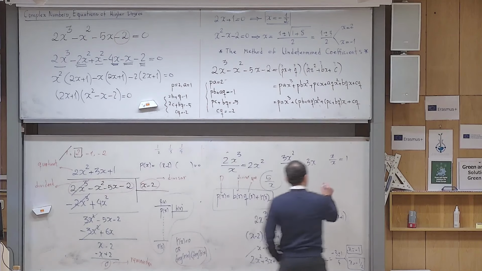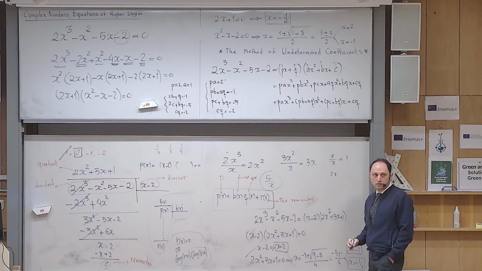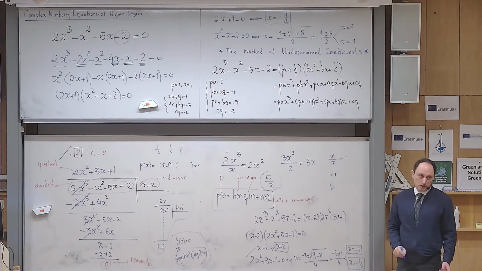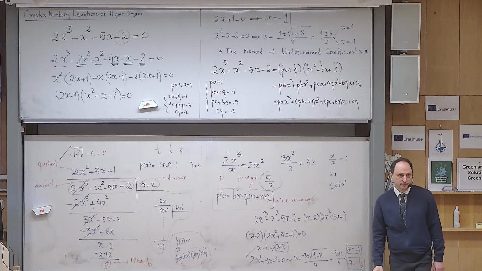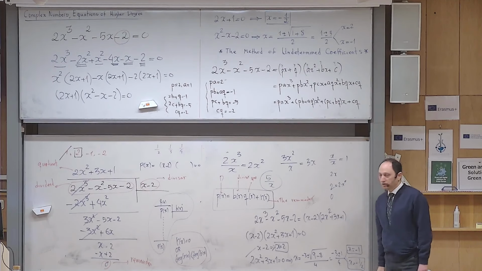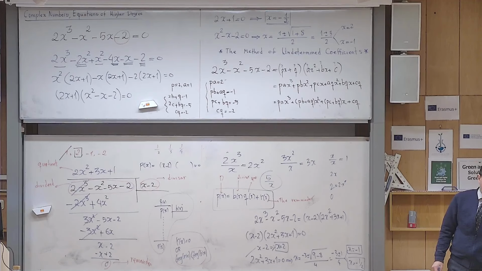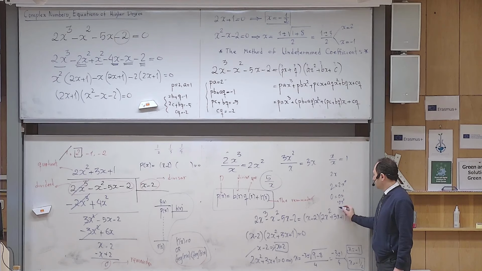If I say 2x, what is the degree of 2x? 1. If I say 2, what's the degree of 2? 0. Why? Because you can write it as 2x to power 0, for example. But if I ask you what is the degree of 0, it is not 0, it is not defined. That's why people separate it. Why? Because 0 can be written as 0x to power 1. It can be written as 0x to power 0. It can be written as 0x to power 5, for example.